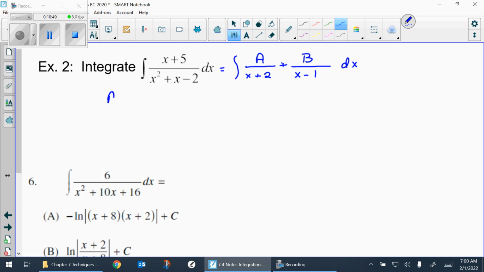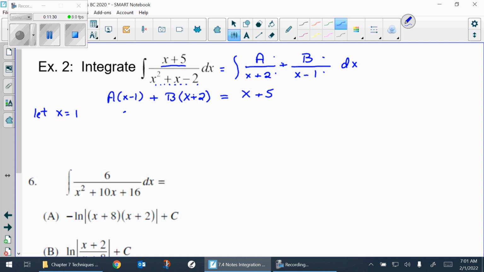I would have a times x minus 1 plus b times x plus 2 would be my numerator once I got my common denominator. So that's going to be equal to my numerator, x plus 5 over that same common denominator. So I've just left out those denominators. Now I'm going to let x equal 1.